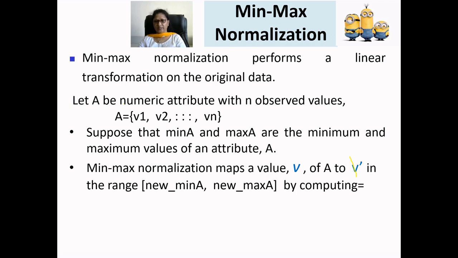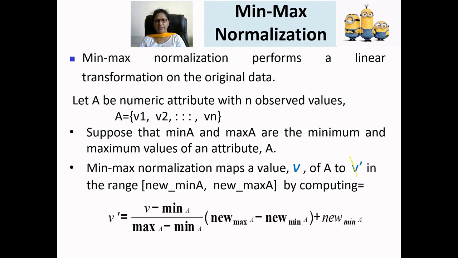So we compute this V dash using the earlier V as V dash is equal to V, that is the earlier value, minus earlier minimum, divided by the range, that is computed using max A minus min A, the earlier range, into the new range, that is new max minus new minimum, plus new minimum. And using this formula, we are going to compute each value of this attribute A, that is for V1, V2, Vn. For each one, we substitute in this formula and compute a new value which will range from new minimum to new maximum.